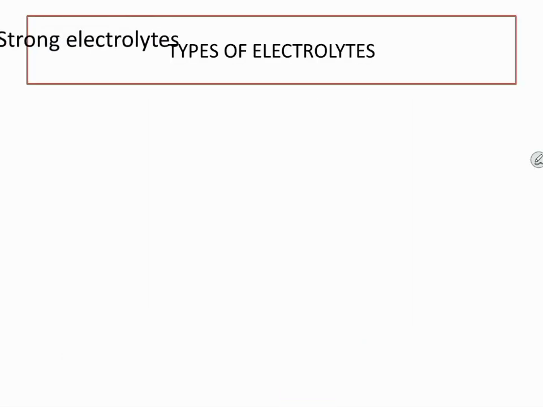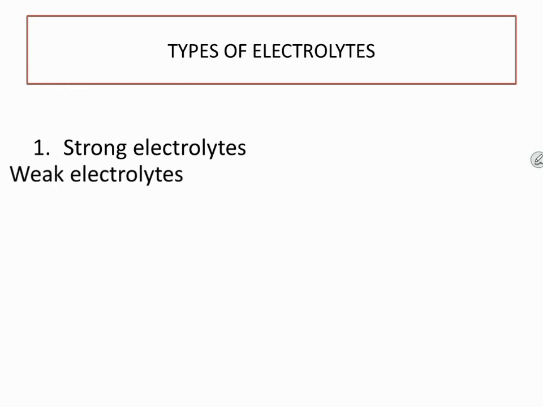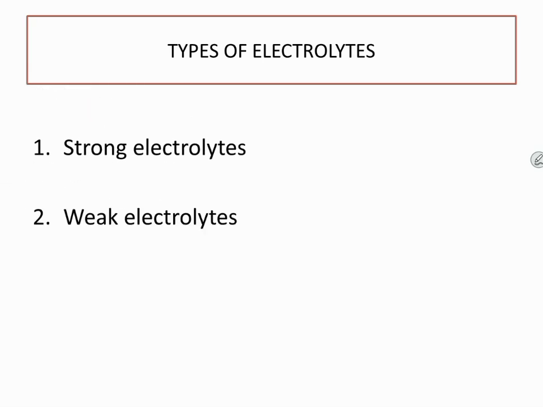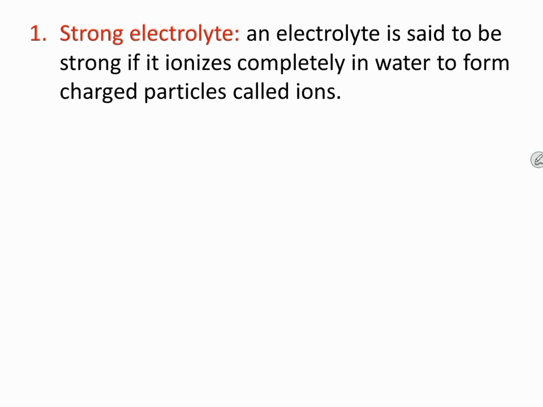Now, types of electrolytes. I just told you that there exist electrolytes and non-electrolytes. The electrolytes we're talking about are of two different types: the strong ones and the weak ones. Strong electrolytes are those that will ionize completely in water. If I dissolve a handful of that electrolyte in water, or when it is melted, all the particles will ionize, that means they will all break down into their individual ions.